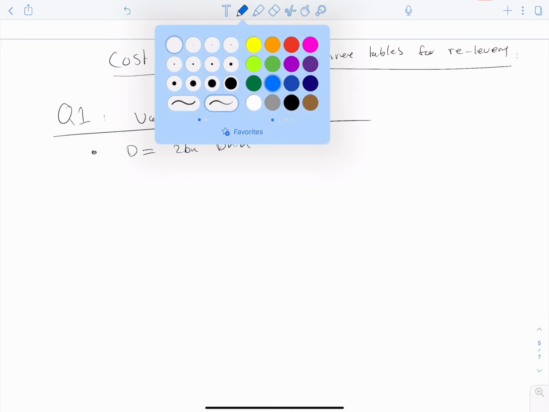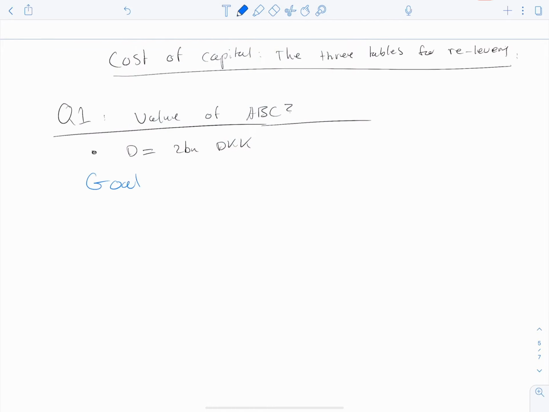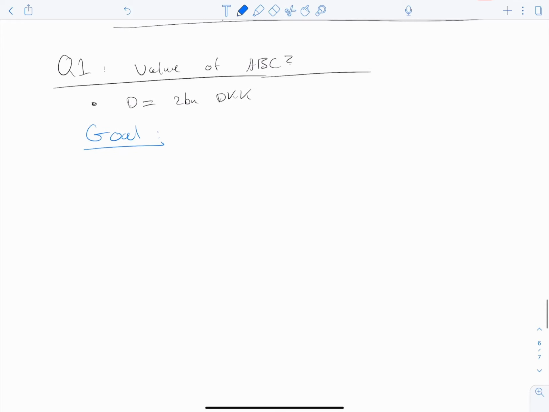It's much simpler. Remember that the goal of what we're trying to do here is to find the value of a levered firm. I really like to start off by writing out the formula for what it is that we're trying to find. The value of a levered firm, where there is debt, is equal to the value of the unlevered firm plus the present value of tax shields. Good.